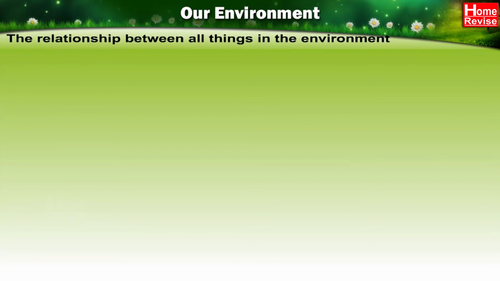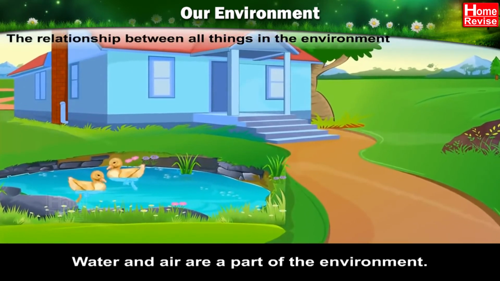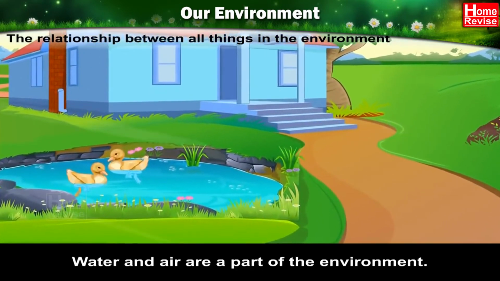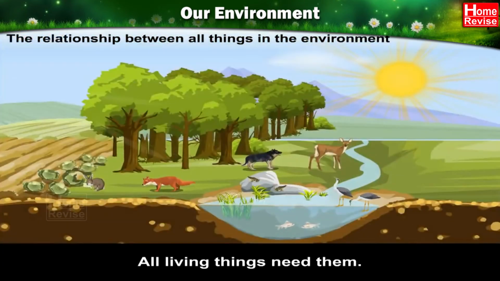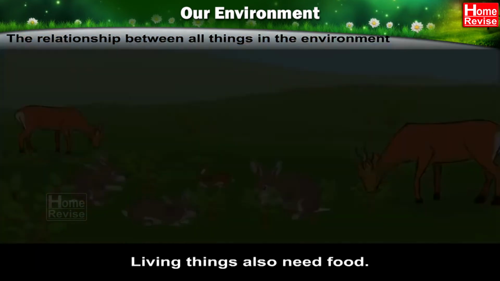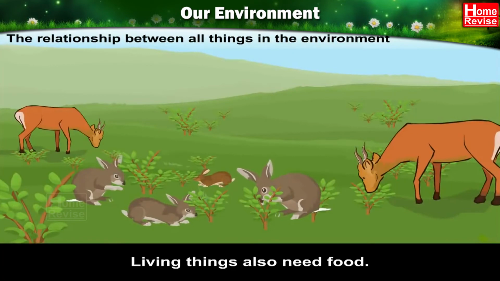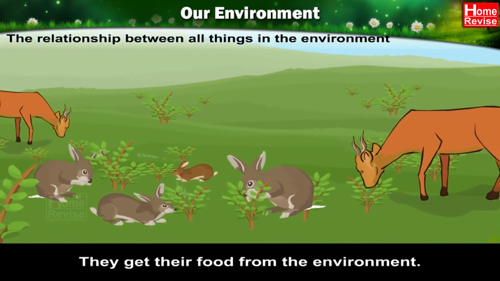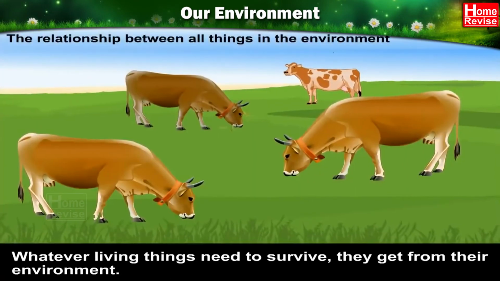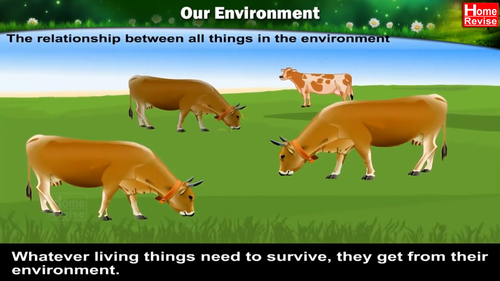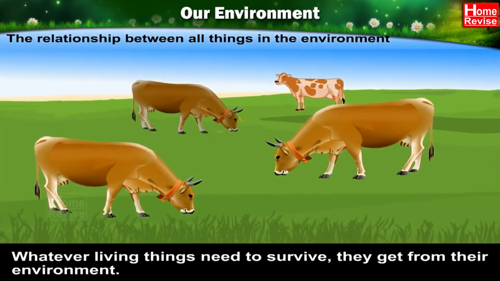The relationship between all things in the environment. Water and air are a part of the environment. All living things need them. Living things also need food. They get their food from the environment. Whatever living things need to survive, they get from their environment.